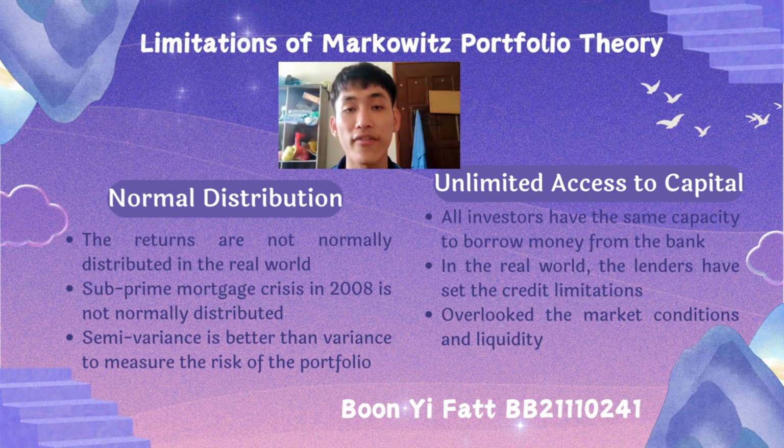Last, investors have unlimited access to capital, but in the real world, all the investors have credit limits set by the lenders. These credit limitations are different among borrowers according to their creditworthiness and financial history. And this assumption also didn't consider the market condition and liquidity when the investor wants to access capital. For example, if the market is in recession, it becomes difficult for them to borrow money since the money supply is decreasing during that time.